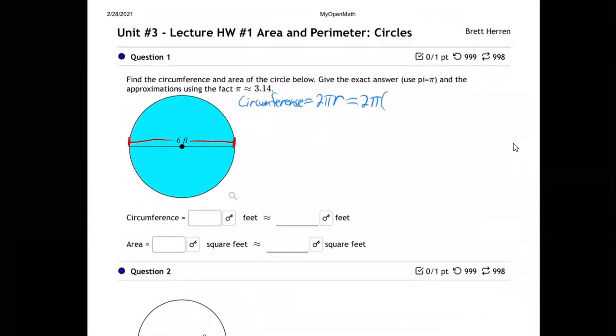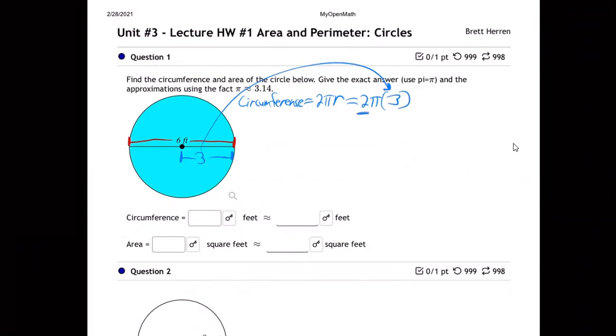So getting back here, this 6 goes all the way across. And if we just want to go from here to here, that's just going to be half of that, isn't it? That's just going to be 3. Does that make sense? So the radius is just half of the way across. So the radius is going to be 3, on my picture anyway.